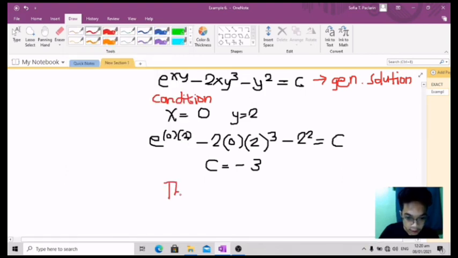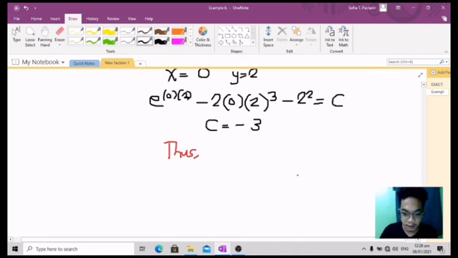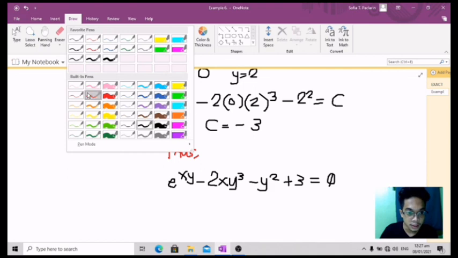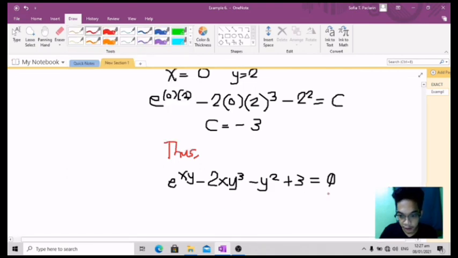Thus, the solution that satisfies the given condition is e raised to xy minus 2xy cubed minus y squared plus 3 is equal to 0. So this is the particular solution.